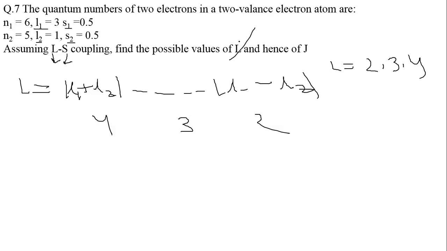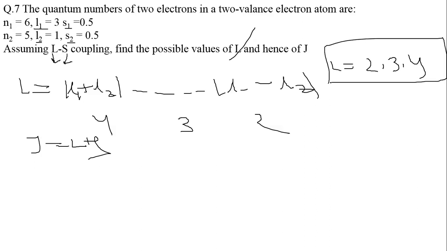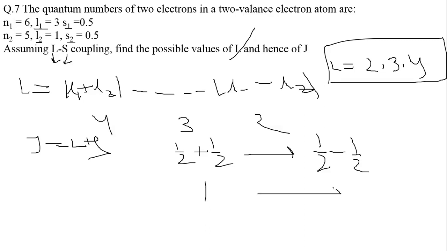So we found the possible values of L and hence we want the possible values of J. Here S1 and S2 are given. We first calculate S, then J will be L plus S. Here we found L is equal to 2, 3 and 4. Similarly S1 and S2 are given: half plus half to half minus half. Half plus half is 1 and half minus half is 0. So the value of S is 1, 0.